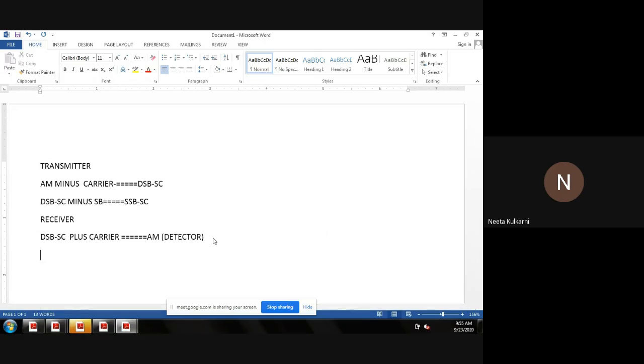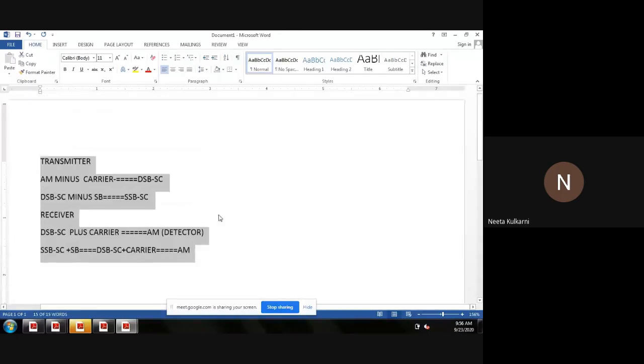Now similarly, what will we have to do for SSB-SC? Can we detect or demodulate SSB-SC directly? No. First you have to convert SSB-SC into DSB-SC. I will write here: SSB-SC plus sideband gives DSB-SC. And when we add the carrier to DSB-SC, at that time we get the AM signal.